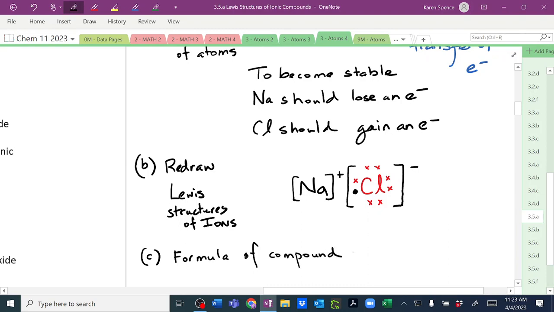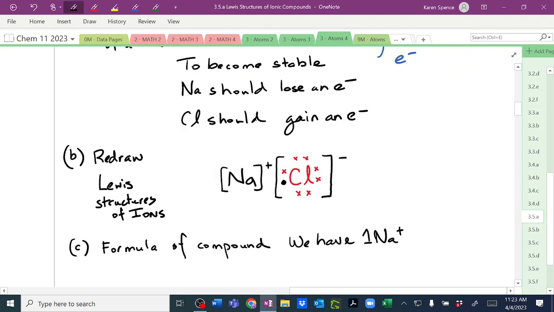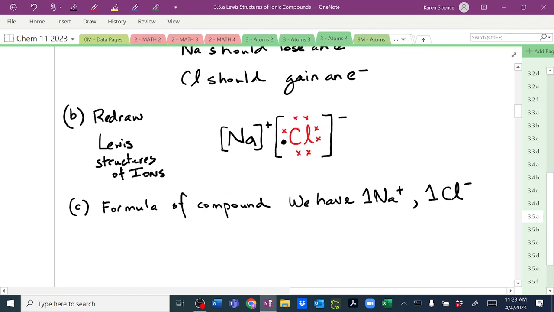And in this structure, how many Na's do we have? We have 1 Na and we have 1 Cl minus. So when we write the formula, we write NaCl. If there's no number, that means 1. Okay, same thing here. If there's no number, that means there's 1.